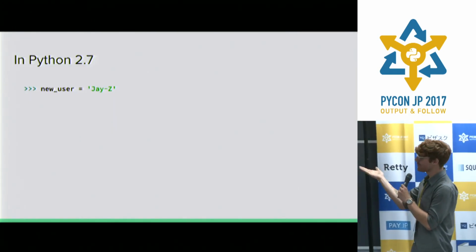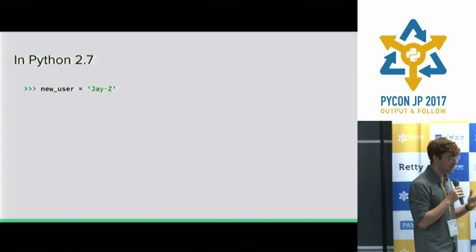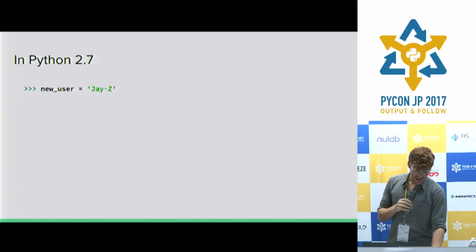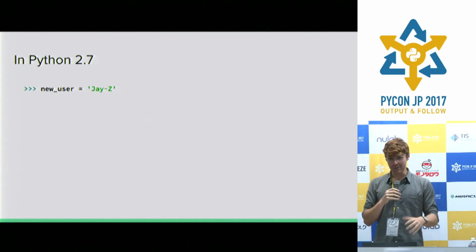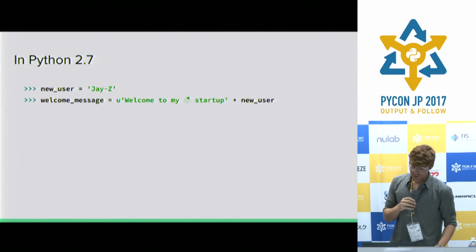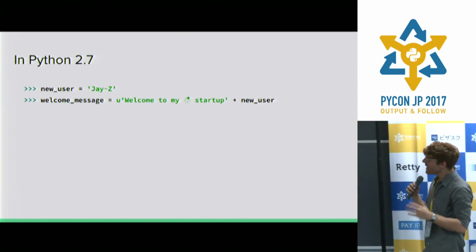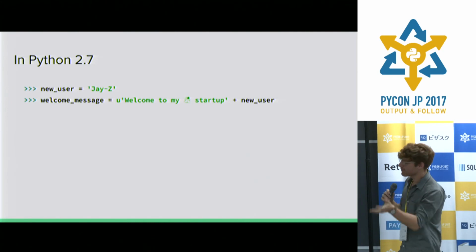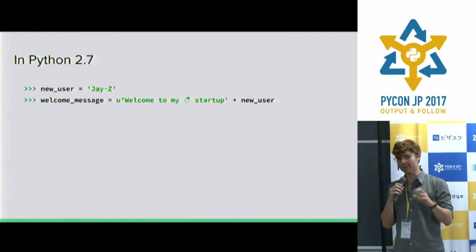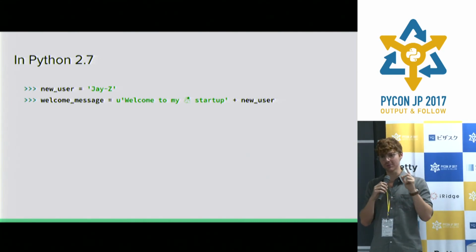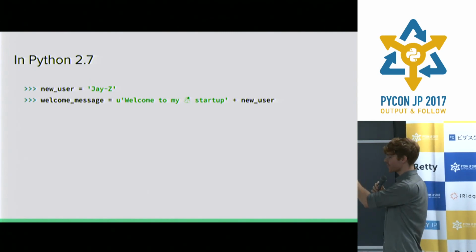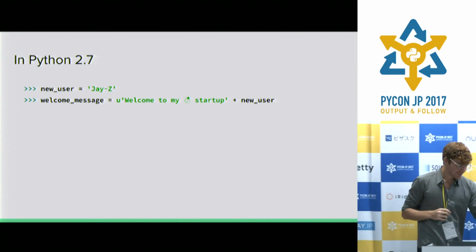And your code is really basic. You're like, okay, there's a new user, and the new user's name is Jay-Z. And you want to be cool, so you want to say hi to Jay-Z, or any of your users, in a really cool way. And you're like, welcome message. It's going to be like, hello, friend, welcome to my cool startup. But in place of cool, you're going to put a Unicode snowman because you know that Jay-Z is cool, and Jay-Z is going to totally understand. So what happens?